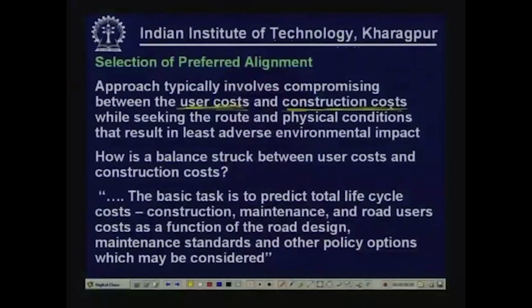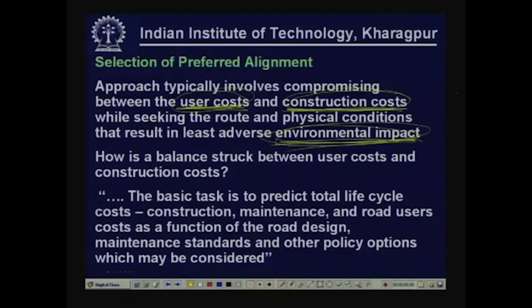So, when we are selecting a preferred alignment, this approach typically involves compromising between the user cost and the construction cost, while seeking the route and physical conditions that result in least adverse environmental impact. That means, here again we have to give due consideration to the environmental aspect. So, we are trying to compromise between user cost and construction cost, safeguarding the environmental aspect.